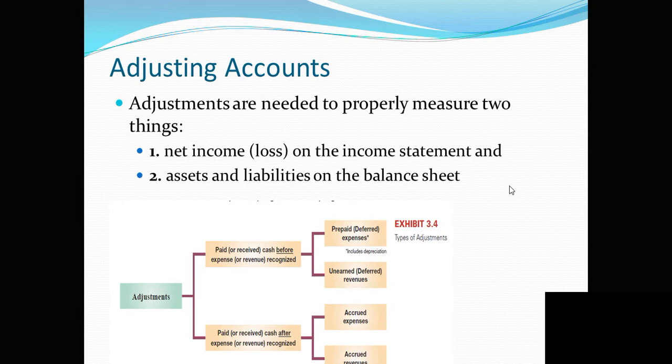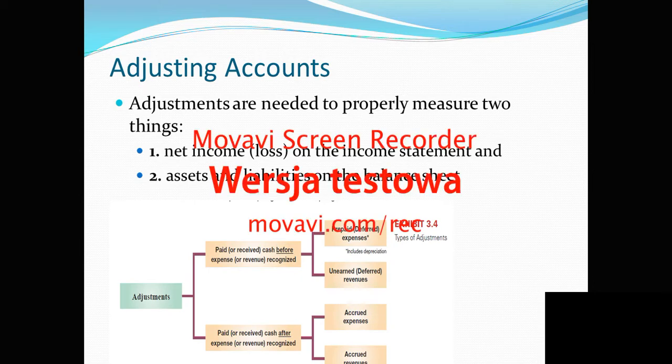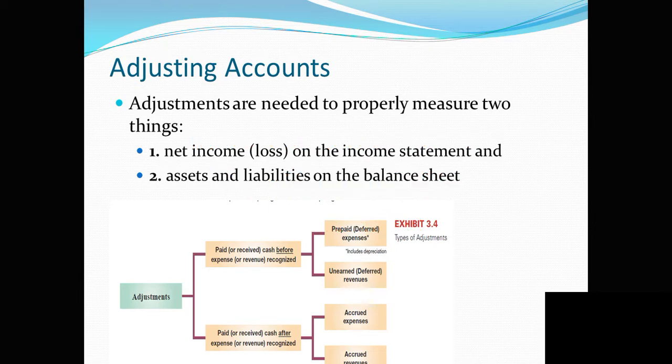So, what adjustments are to be made? Adjustments are needed to properly measure two things. The first is net income or net loss, which of course appears on the income statement. And the second is assets and liabilities on the balance sheet.